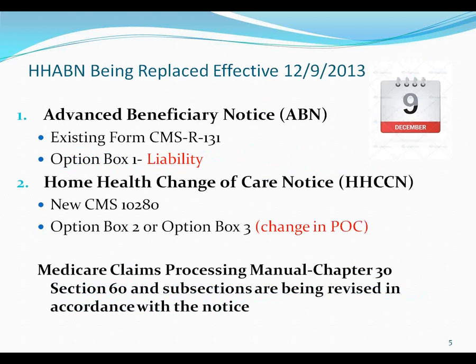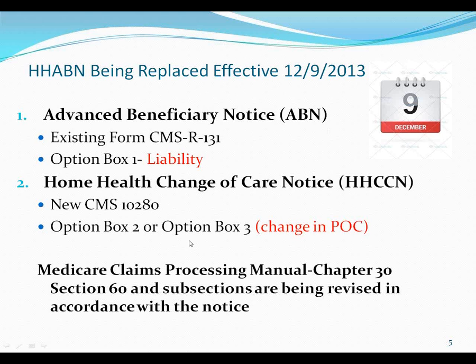So the HHABN is actually being replaced this December 9th, and it's being replaced by two forms. One is the Advanced Beneficiary Notice, the ABN. Now this form already exists. It is used by other healthcare providers. The form number is CMS-R-131. And to know you have the right form, at the bottom of the left-hand side, it says the form number, and then in parentheses, it should say March of 2011. So it's actually 03/11. So you know you're using the right form.